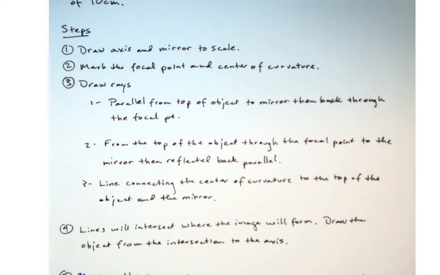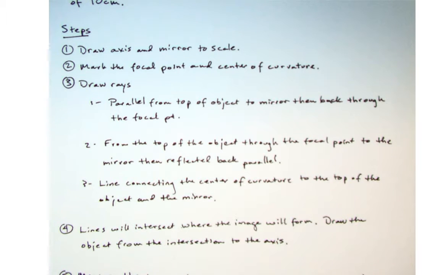We have 3 rays that we're going to draw from our object to the mirror and back. In reality, you only need to draw 2 of these, but I'm going to show you how to do 3 of them so you can have your choice of the 2 that you choose. And then when those rays converge, that's going to show you where your image will form. When those lines intersect, that's the top of your image, and you draw from there perpendicularly back to the major axis so that you can have your image.